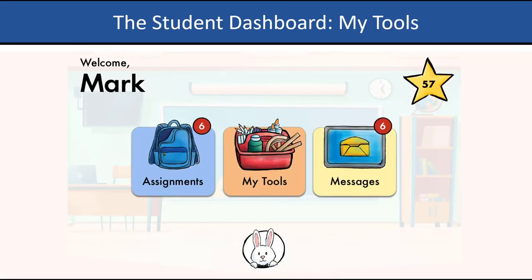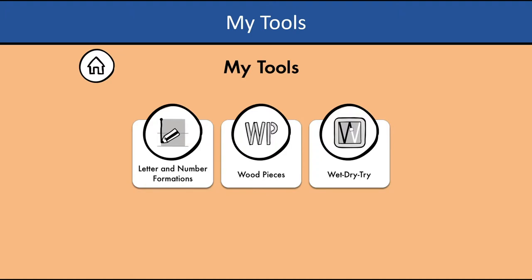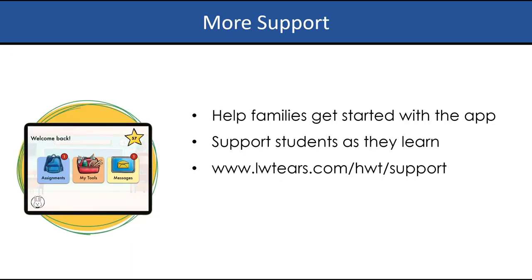Speaking of the home page, there's one more icon we need to check out, and it's the orange icon, My Tools. Your child can access all digital formation tools, which include letter and number formations, wood pieces, and wet dry try at any time by going to My Tools. Your child will be familiar with these activities from their assignments. This is a great way to get additional handwriting practice outside of their assignments from their teacher.